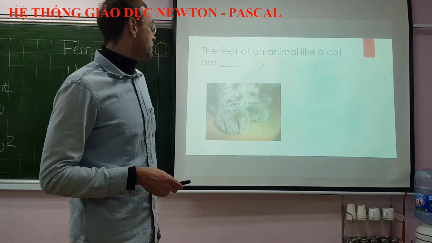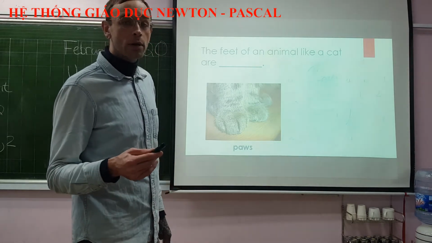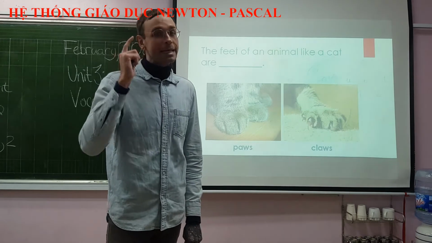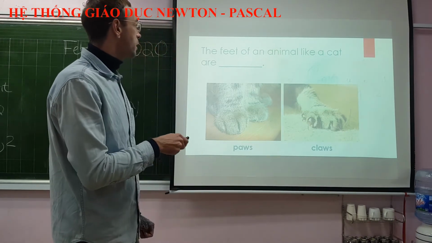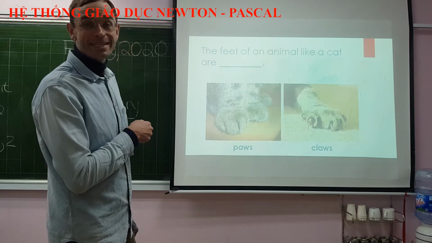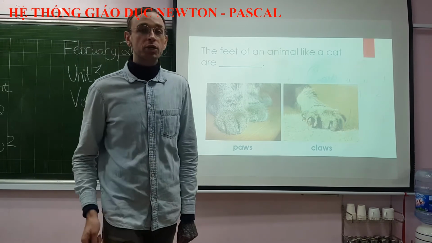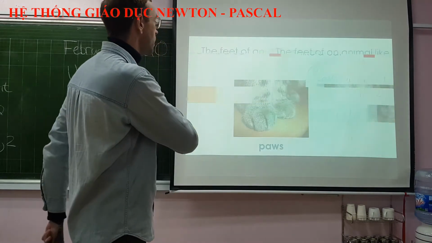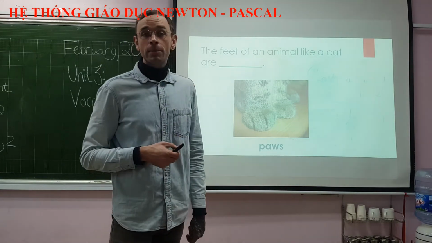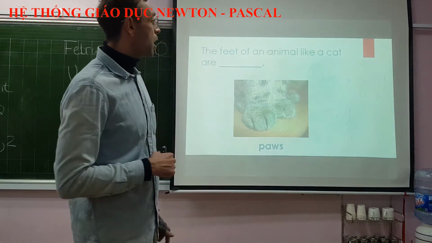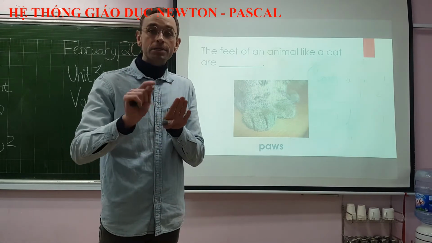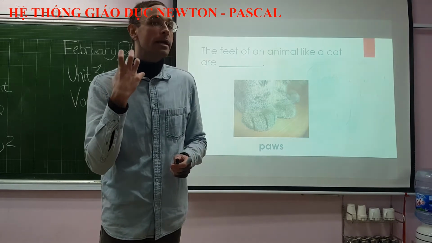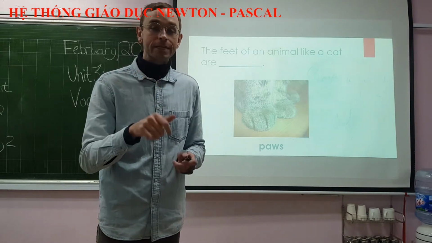Are they called paws or claws? Okay. Let me give you some time to think. Is it paws or claws? What do we call the feet? The feet of an animal. I want everyone to answer out loud in 3, 2, 1. That's right. The feet of an animal like a cat are called paws. Remember, claws are the sharp nails that are on the paws, but claws are not the feet. Paws are the feet.